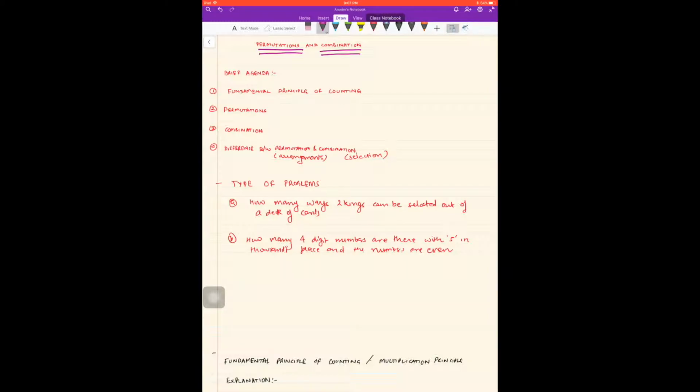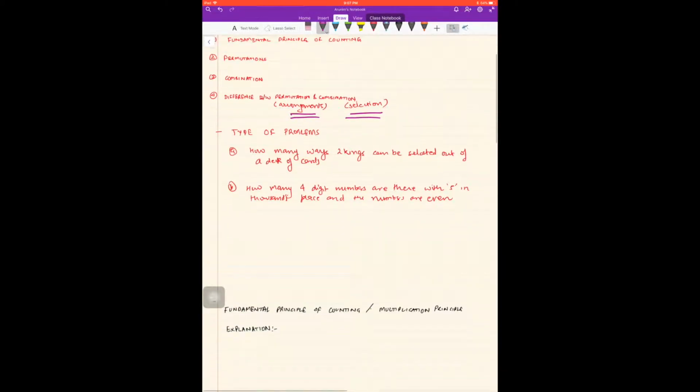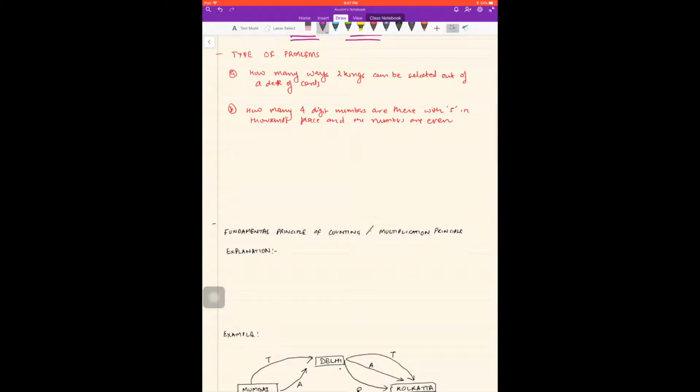Generally students face a lot of difficulty in understanding whether the question is asking about permutation or combination. Just keep these keywords in your mind, and it should help you a lot while you solve the problems.